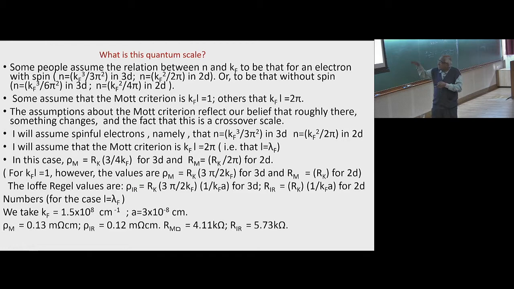But finally, what I say here is that if you take for a typical metal, the Fermi wave vector to have this size and the lattice constant to have this size, then the Mott value is about 0.13 milliohm centimeter. The Yoffe-Regel value is about the same, 0.12 milliohm centimeter. And in two dimensions, the maximum metallic resistance is about 4.1 kilo ohm in the Mott way of putting it, and is about 6 kilo ohm in the Yoffe-Regel way of putting it.